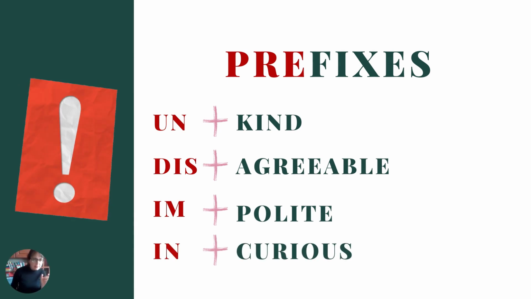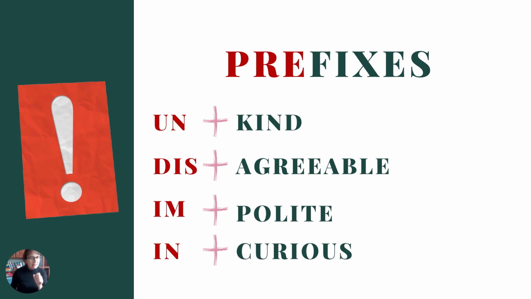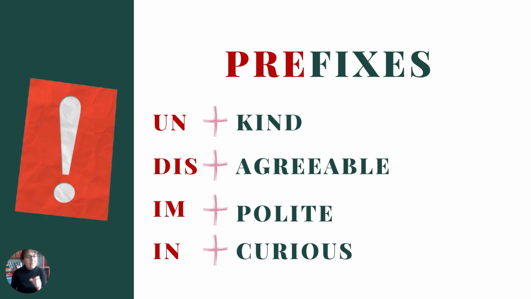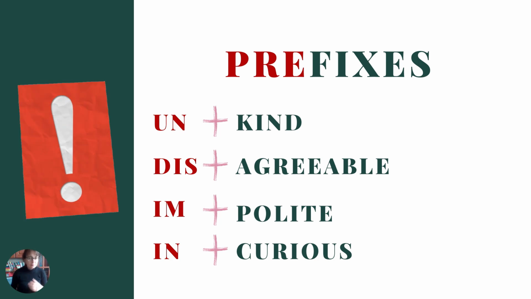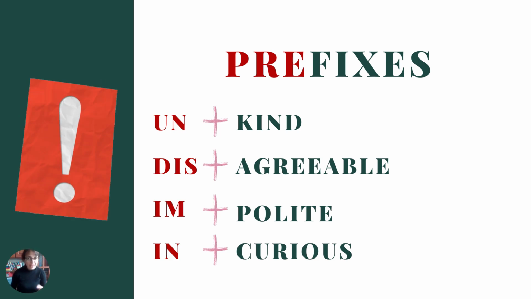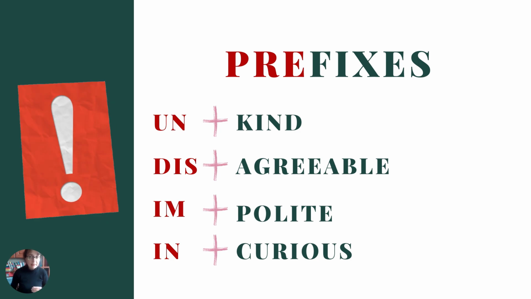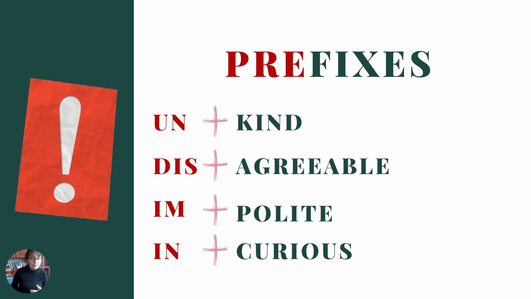We have added something in front of those words, and those prefixes mean the opposite of the word. So a prefix is what we add in front of a word. If we add prefixes like un, dis, im, in, the new words that we form mean the opposite.